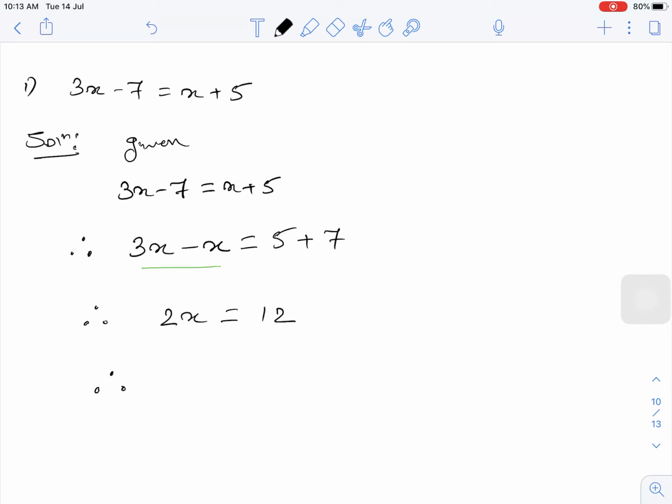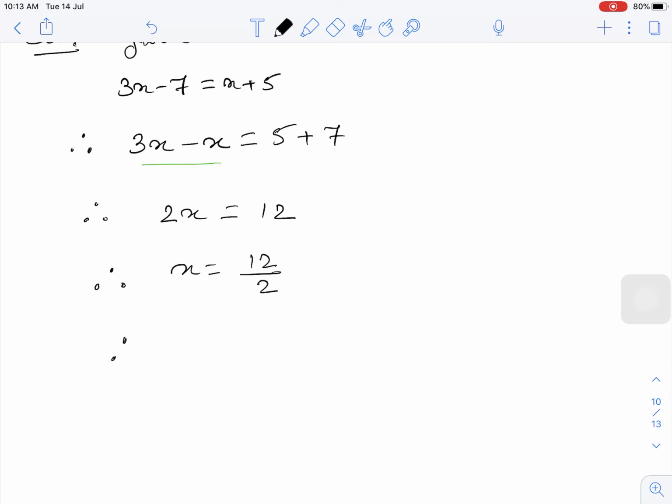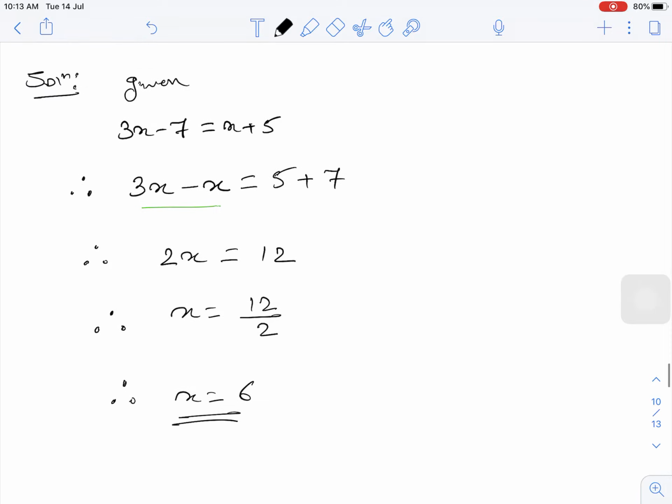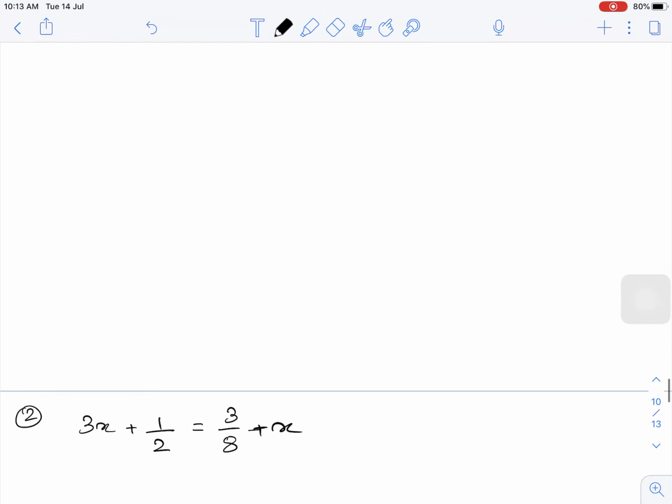Therefore you will get, now what we have to do, we don't want any number with x. So right now 2 is present with x. If no sign is there, we consider that they are multiplying each other. Now if we change the side of this 2, it will divide. So what you will get, x equals to 12 upon 2. Therefore x equals to 6 is our solution of the given equation. Okay, now let us solve one more example.